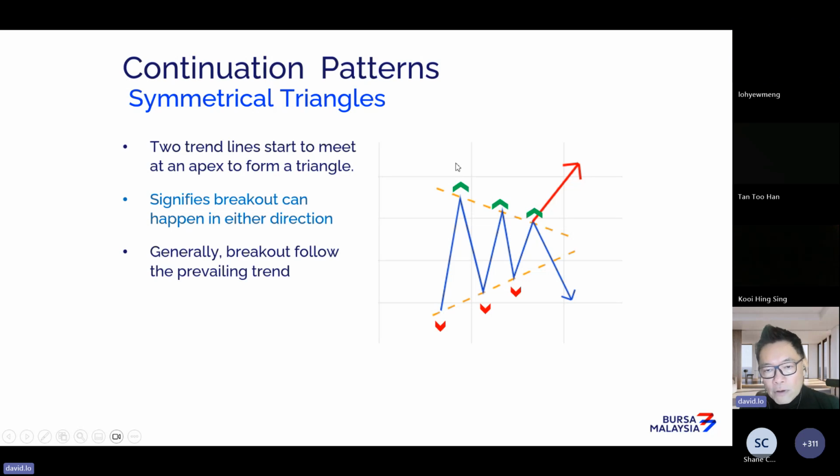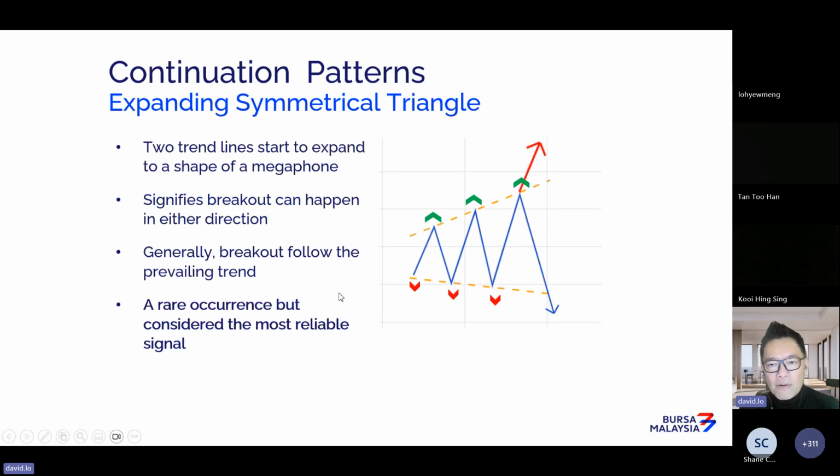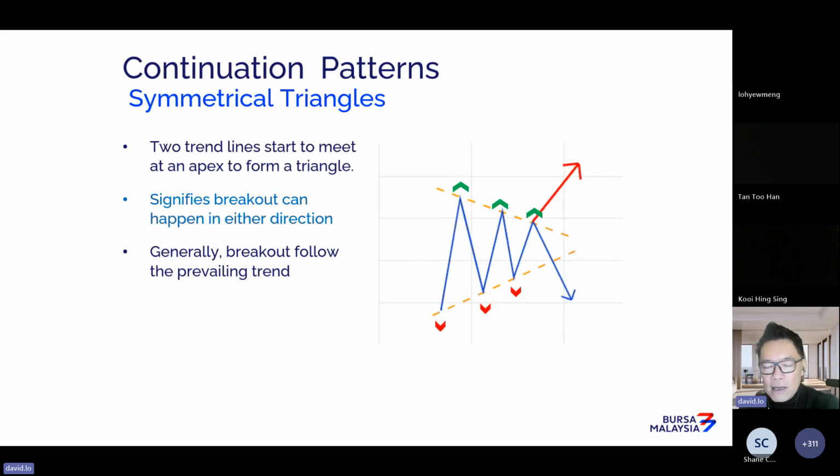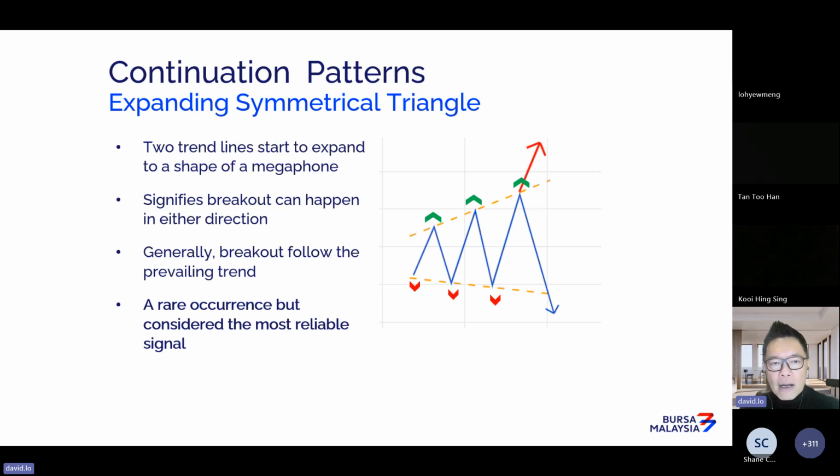Look out for the trend line break, and look out also for the fractal breakout. A symmetrical triangle can go both ways. What about an expanding symmetrical triangle? This is very, very different from the earlier one. Here it's coming to a single point; this one is actually opening up like a trumpet, or a megaphone. So this also can signify two things.